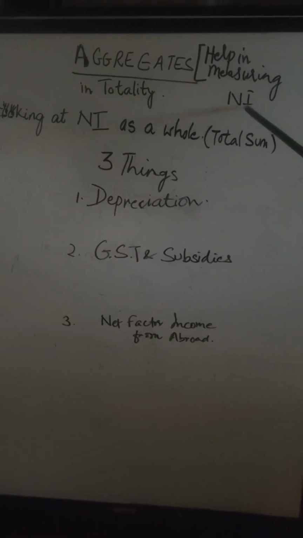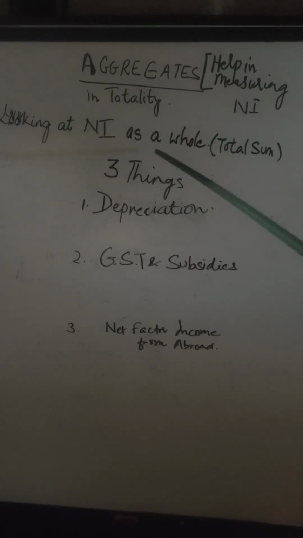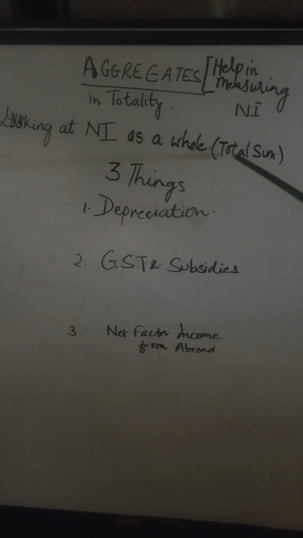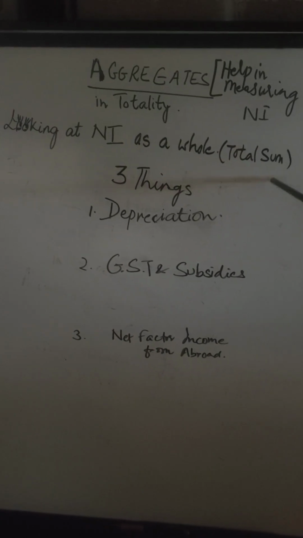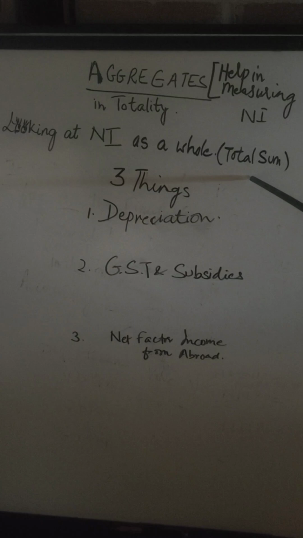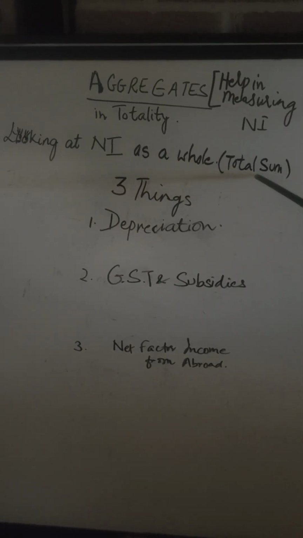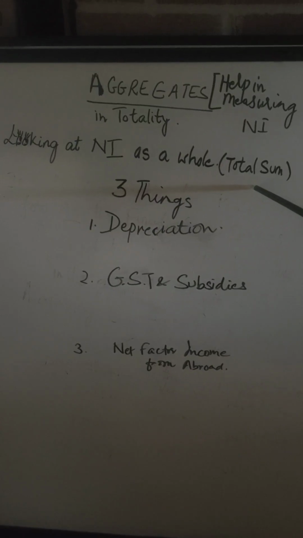They help in measuring national income. And what is national income? It is the total sum of all the final goods and services produced in an economy, by the residents both outside and inside the domestic territory, as we've already done.